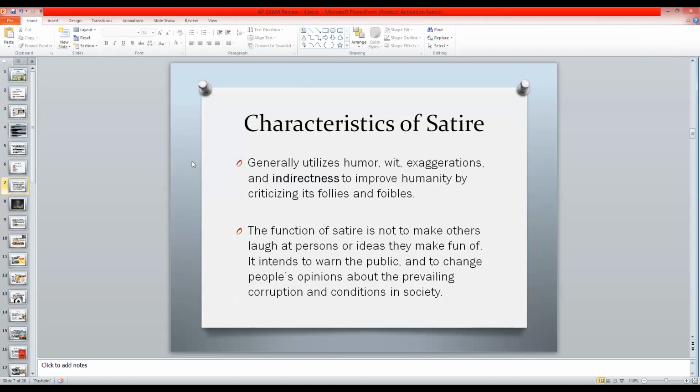But at the same time, the function of satire is not to make others laugh at the persons or ideas they make fun of, but it intends to warn the public and to change people's opinions. So you've probably watched PSAs in your life, public service announcements, things that warn you about the dangers of society, to change things, to not smoke or to be mindful of our environment or what have you. But satire does the same thing, just perhaps in a more humorous way, right? It's still a warning. It's still a way to change people's opinions. These authors are trying to basically change our opinions about corruption or conditions in society. So satire, despite its depressing nature, is usually trying to change for the better.